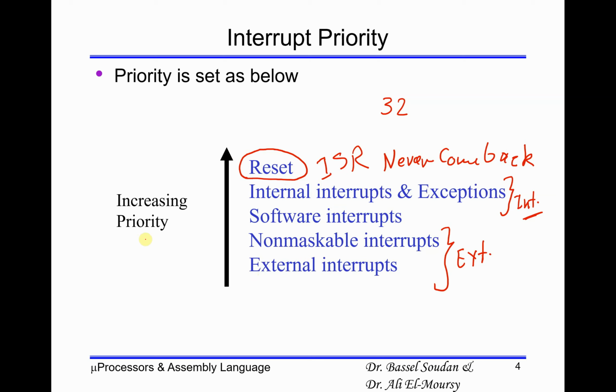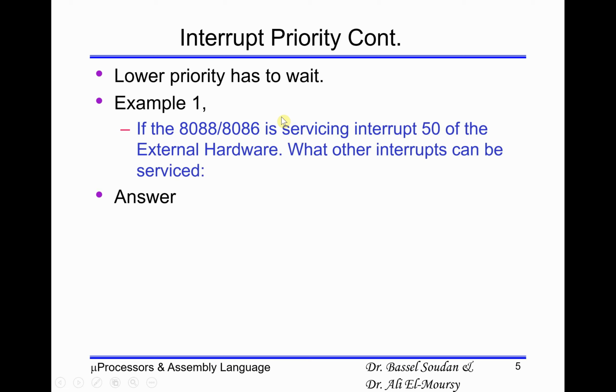The priority of the interrupts matters, because if the microprocessor receives an interrupt while it is executing a higher priority interrupt, it will never respond to the lower priority interrupt. So that's why the interrupts should be prioritized.